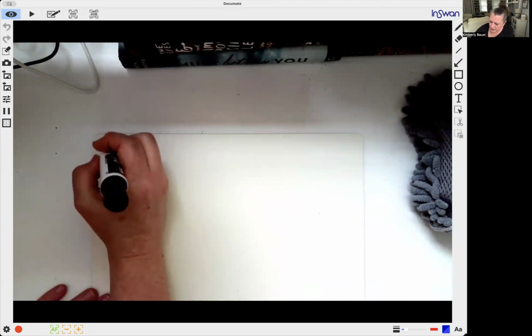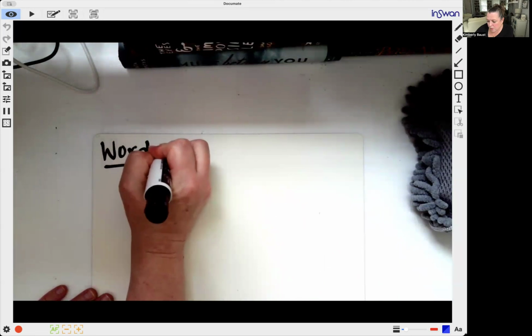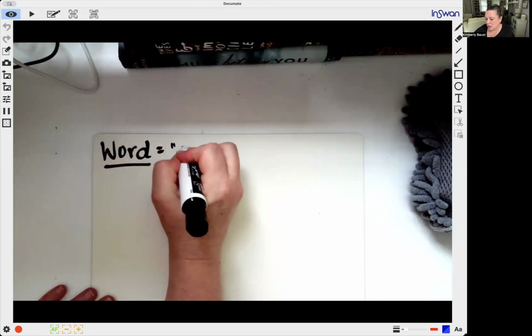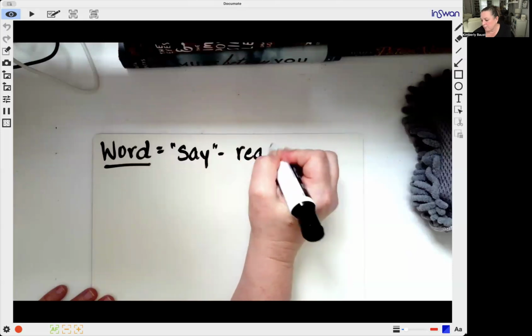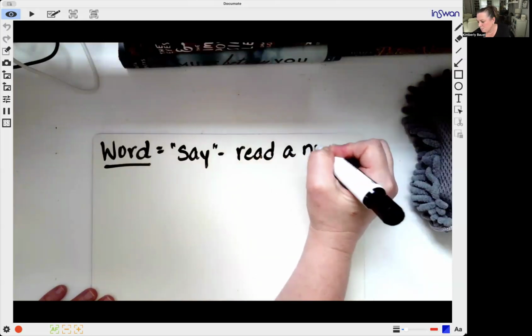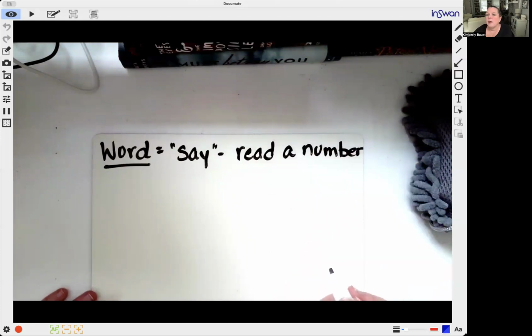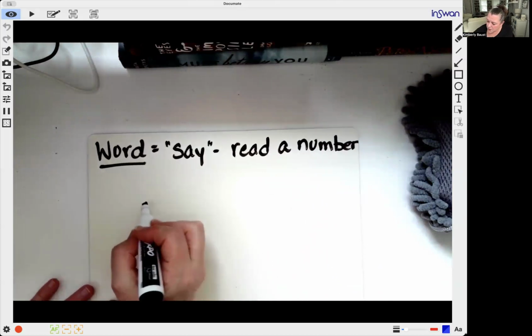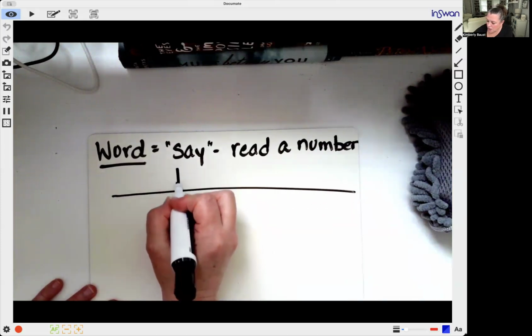So when you are reading words, it's word form, it's how you say it, which means it's how you read a number. Okay. And in third grade, you should have gone up to at least 1,000. You might have gone higher depending on your school, but it should have at least been 1,000. Okay. So we're going to do that today.